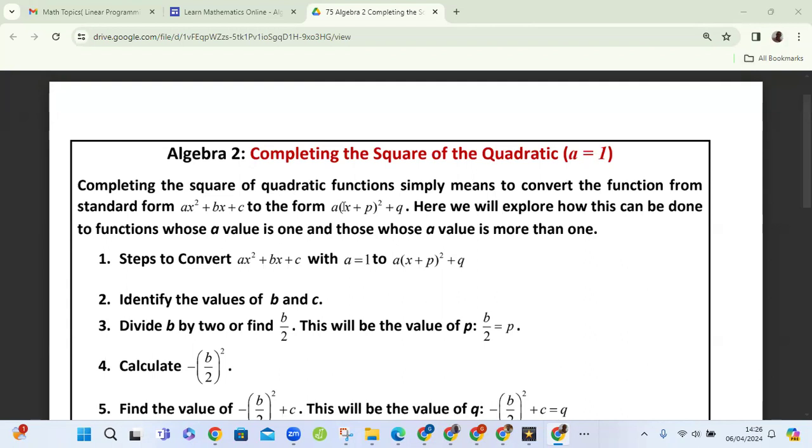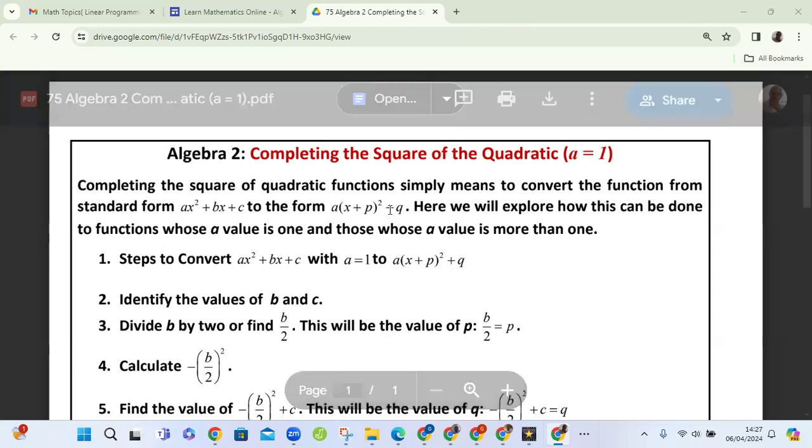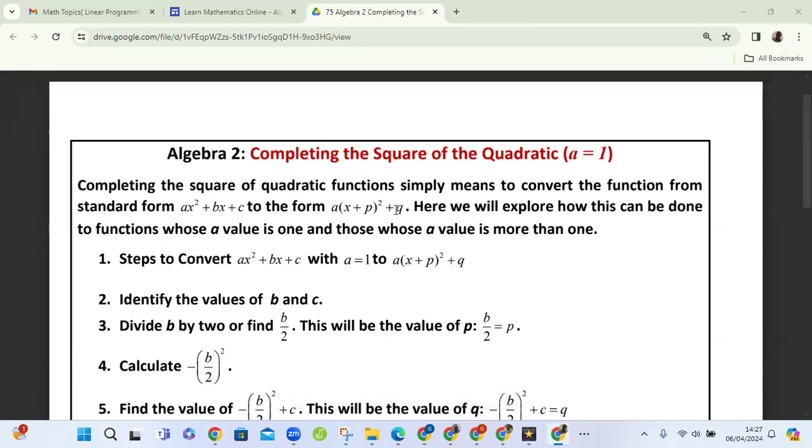your final answer has to be in the form a. A will always be a, it will not change, but b and c are going to disappear, and you're going to get two new numbers called p and q. Now a will be outside of a bracket, x will be inside the bracket plus a new number called p, close bracket squared. So the square will be outside of the bracket plus another new number called q. So all we need to do now is to find what p and q are.